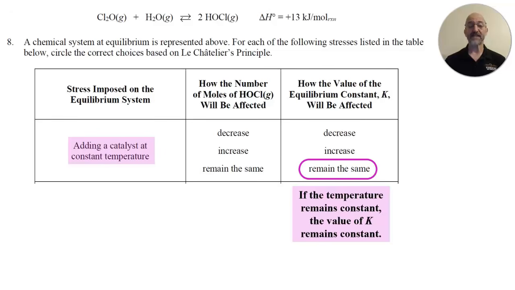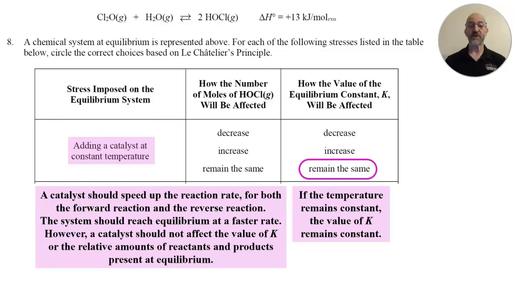Now, what does a catalyst do? Well, a catalyst will typically provide a lower activation energy pathway, and that will speed up a reaction. But this is a reversible reaction. So a catalyst will not only speed up the reaction rate for the forward reaction, it will also speed up the reaction rate for the reverse reaction as well. So the system should reach equilibrium at a faster rate. However, a catalyst should not affect the value of K.